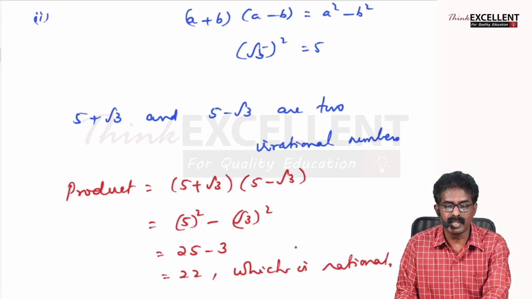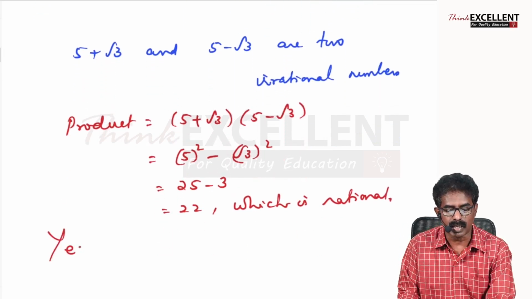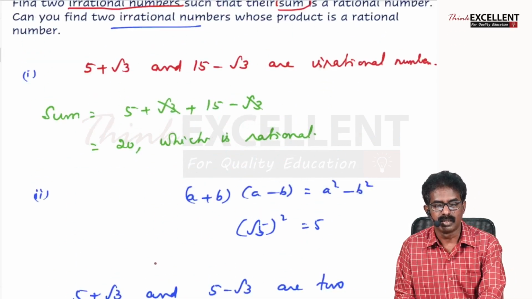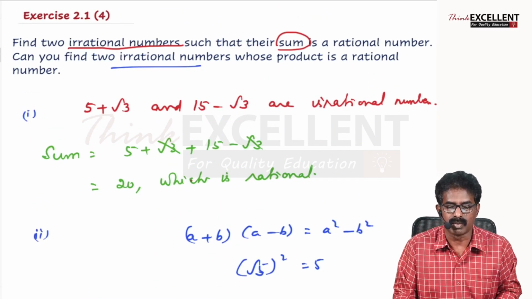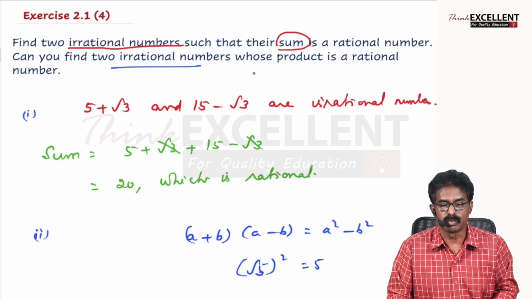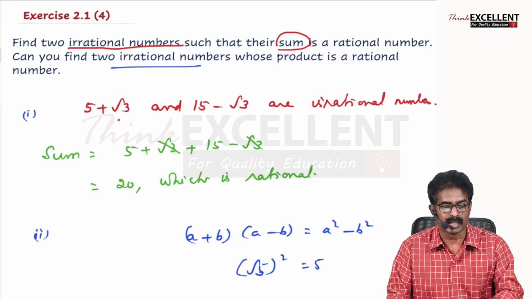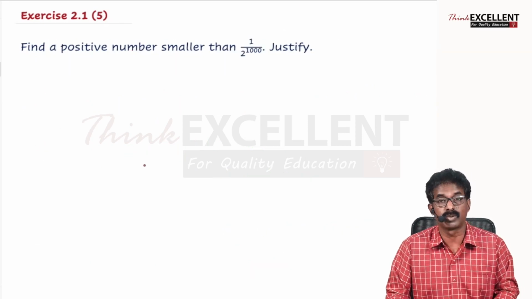So can you find, they asked. Yes, your answer is what? Yes, we can find the numbers. You can write it as a sentence: yes, we can find two irrational numbers whose product is rational. We have given an example also. Okay, so now let us see the last question in this exercise.